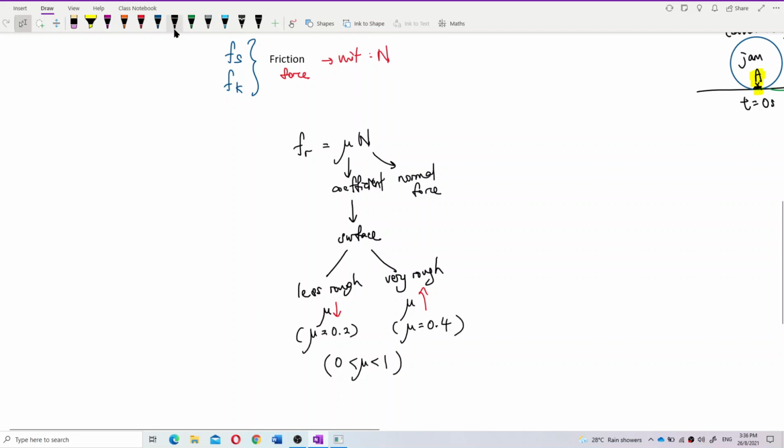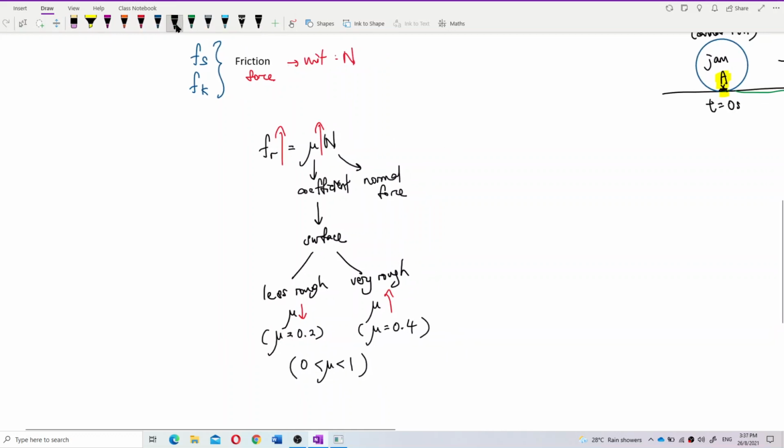So the rougher surface with a higher mu will contribute more friction. A rougher surface will have a higher value of mu and will bring about higher friction to the moving object. So rougher surface, higher mu, more friction. And then friction also depends on normal force. Why does friction also depend on normal force?